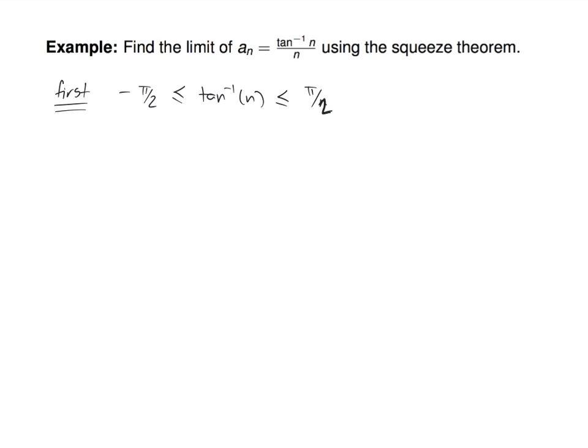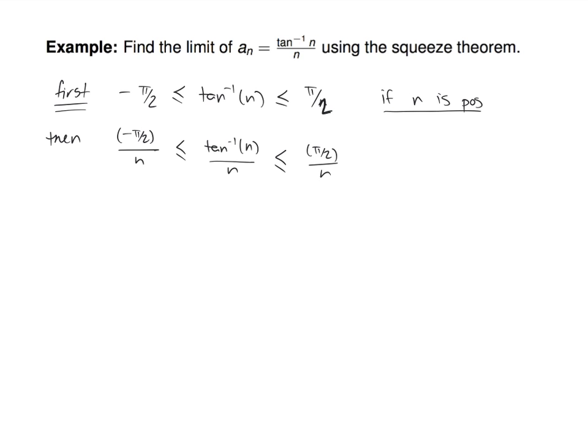And I didn't just have inverse tangent, I had inverse tangent of n over n. If n is positive, which it is if we're talking about sequences, then negative pi over 2 over n is less than or equal to tan inverse of n over n, which is less than or equal to pi over 2 over n. You're dividing the whole thing by n, really. You care about inverse tangent of n over n, so you need to divide by n.